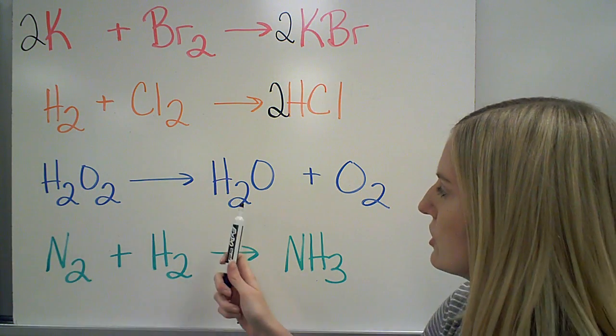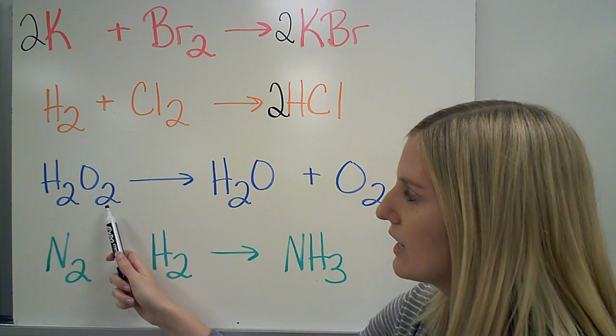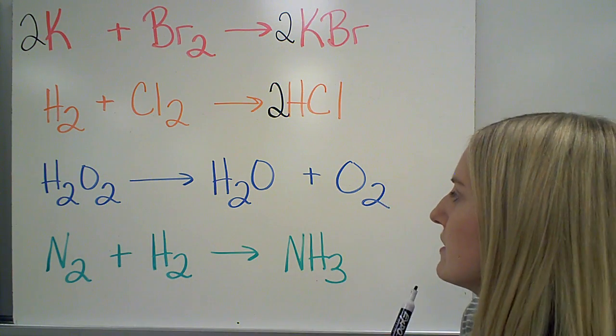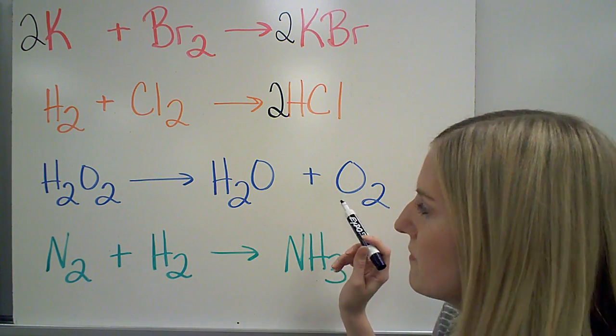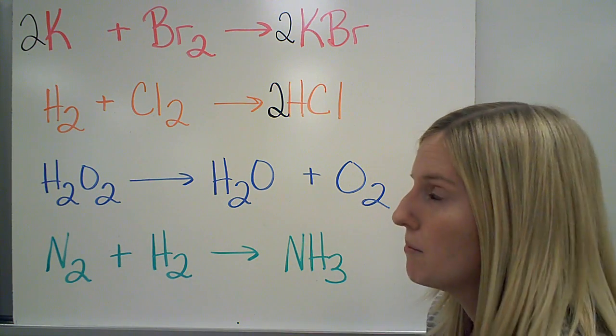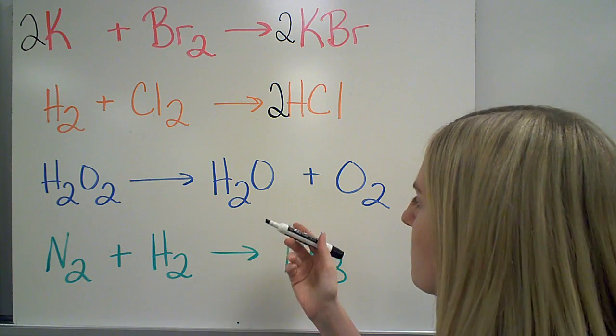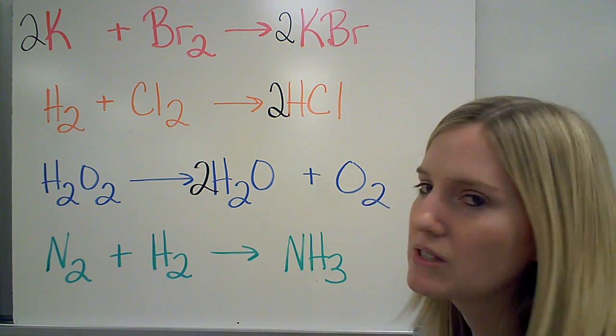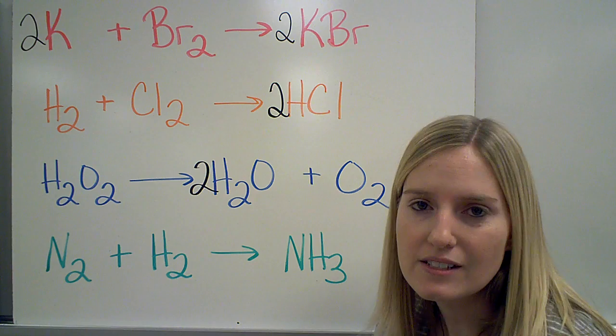Okay, for this one, I have H2O2, hydrogen peroxide, breaking down into water and oxygen. So I have 2 hydrogens, that's good, but oxygen, I have 2 oxygens and I have 3 on this side. So I can't do that, because that means that I'm making an oxygen, and that is impossible. So what I'm going to do is put a 2 right here, which seems kind of weird, but I've had a lot of practice at this.